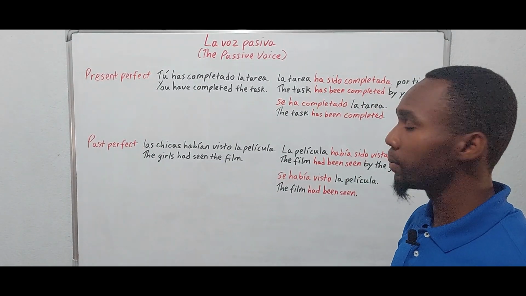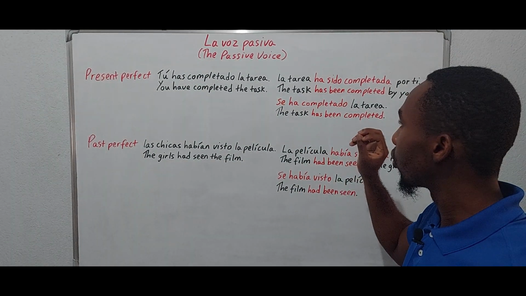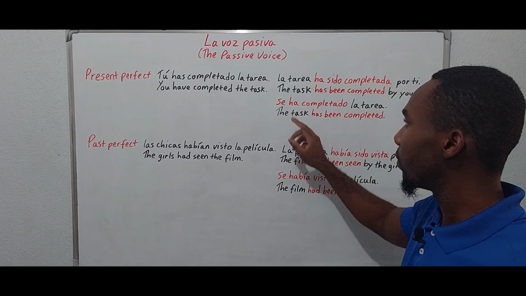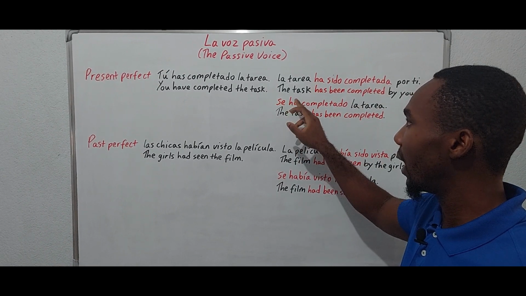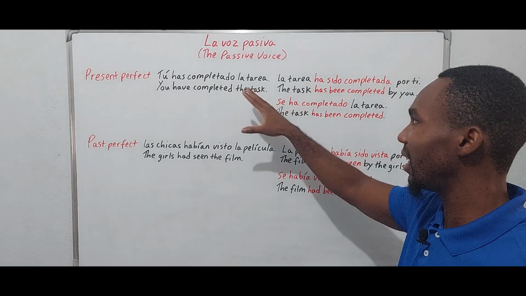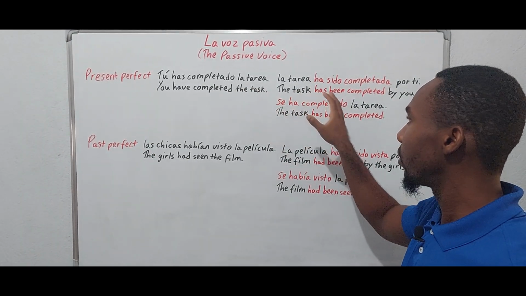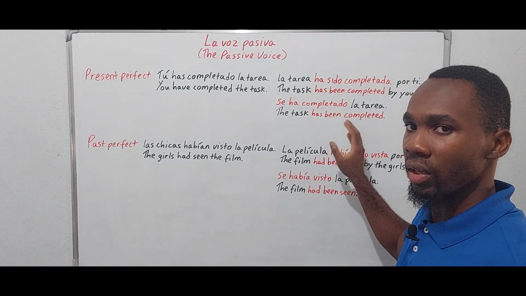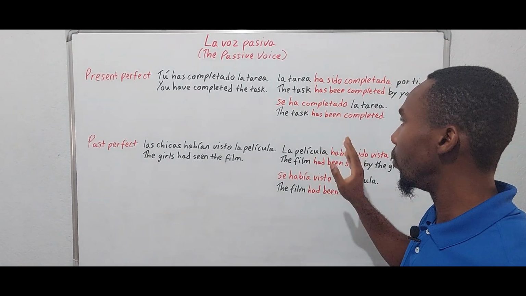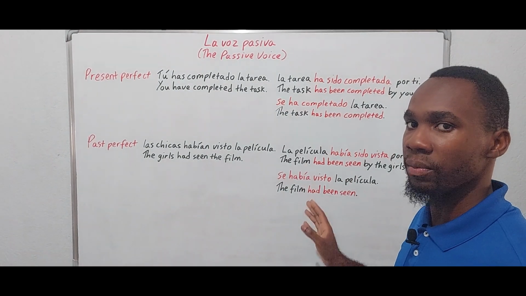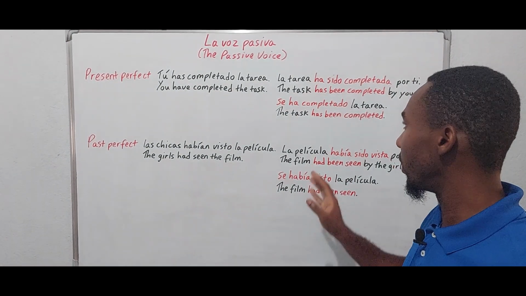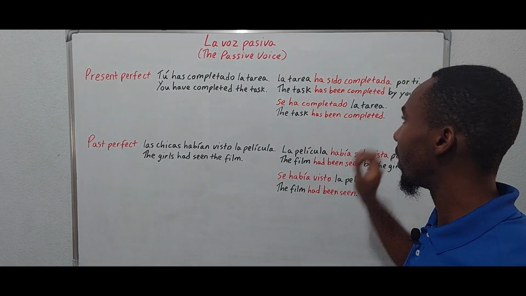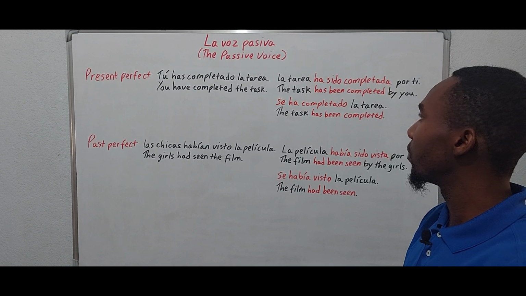If we want to use se: se ha completado la tarea. The task has been completed. So we use se and we just use the same form pretty much. Ha completado la tarea. Completado would not have to agree with gender. That would be a past participle. So that would stay like that. In this context, se ha completado la tarea. The task has been completed.